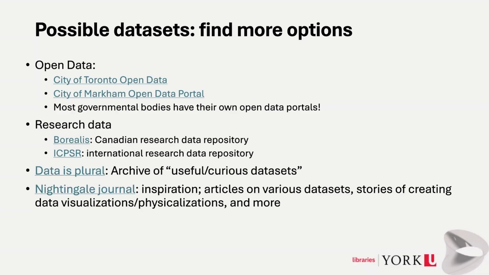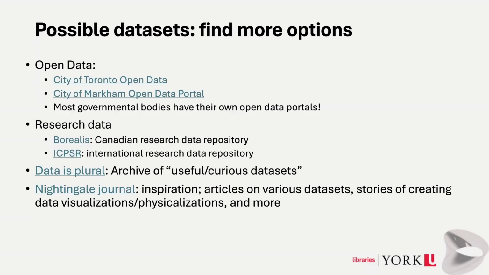There's also other repositories, particularly for research data that can be really useful. So Borealis is a Canadian research data repository. ICPSR is an international one that includes Canadian data. And this is a place where researchers will share the data that they create in their own research process so that there is the ability to reuse the data by themselves or by others and to share it more widely in the spirit of open data and open science.